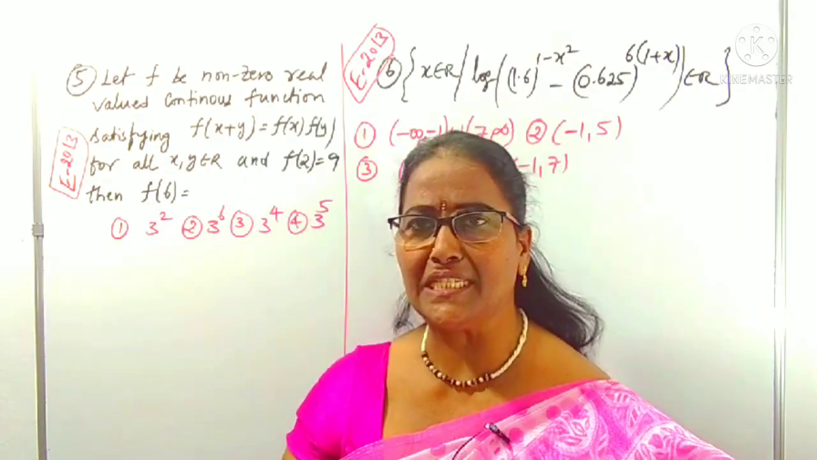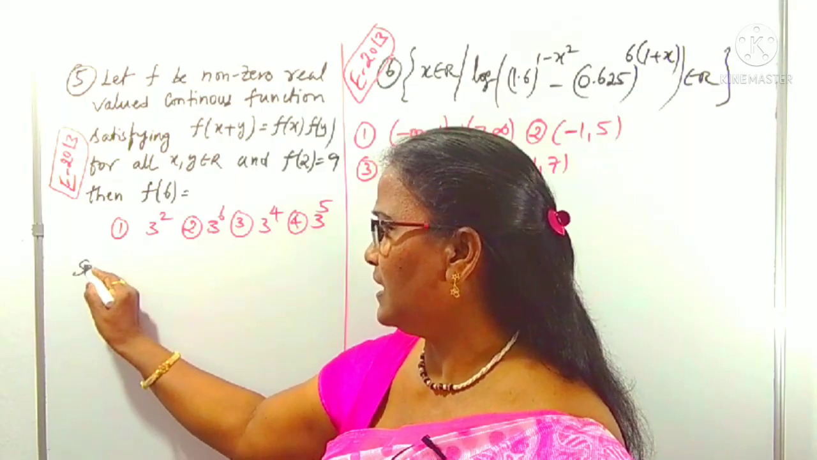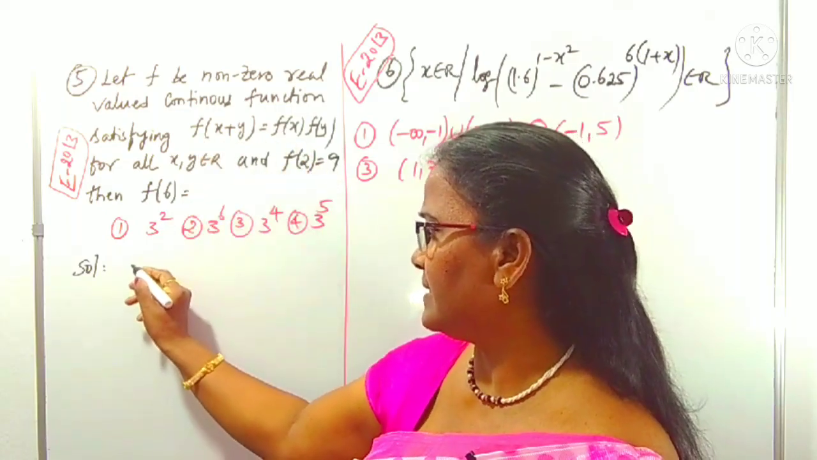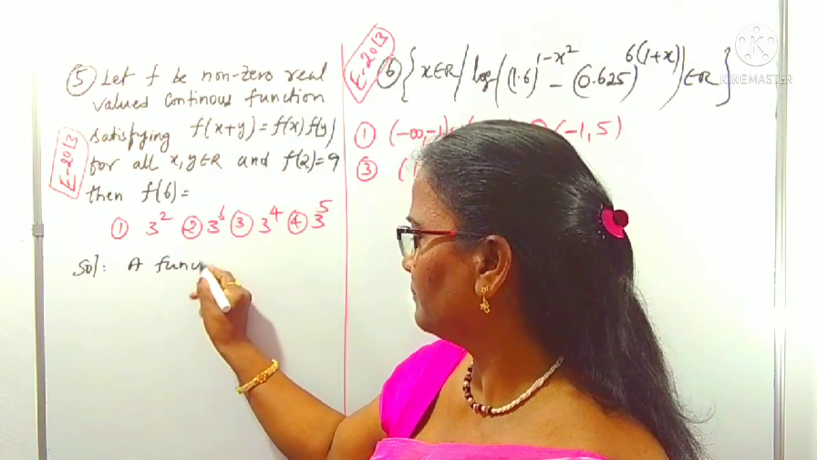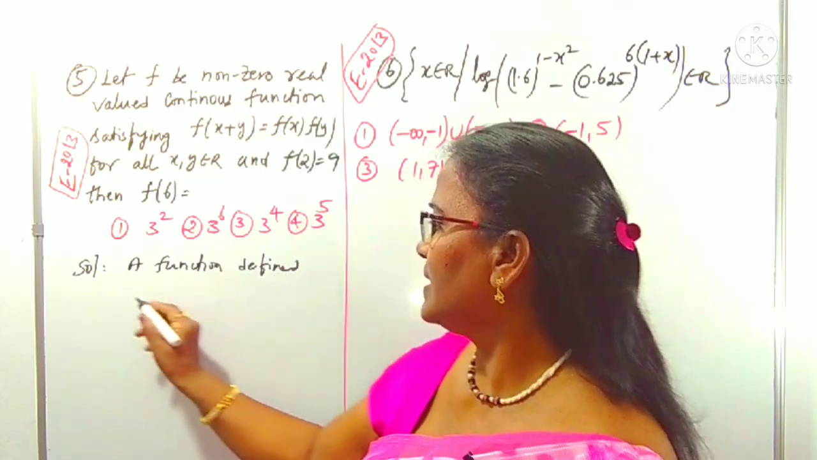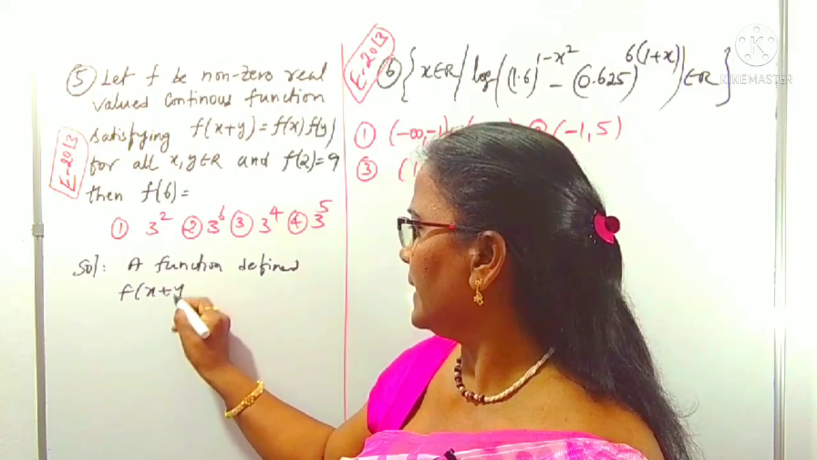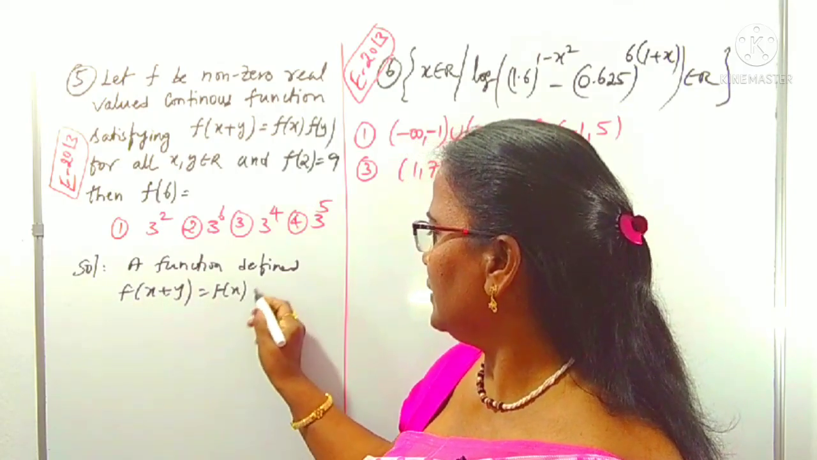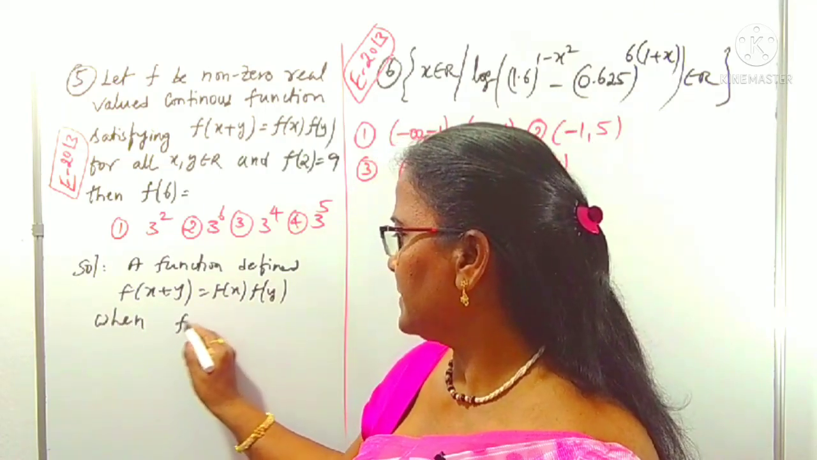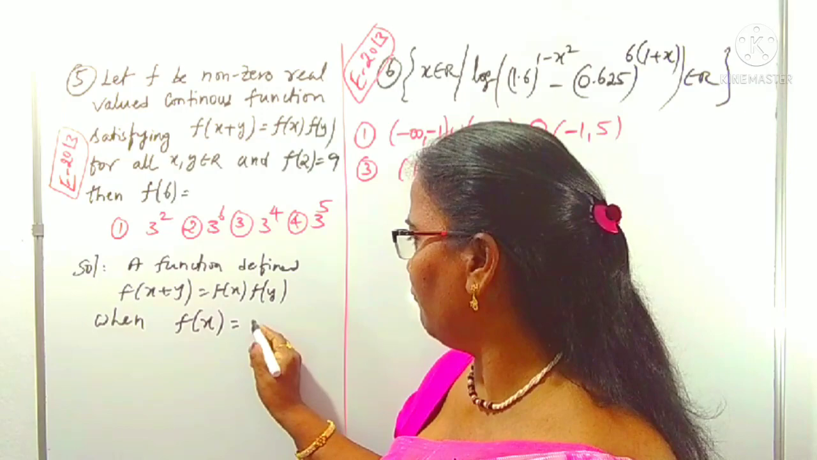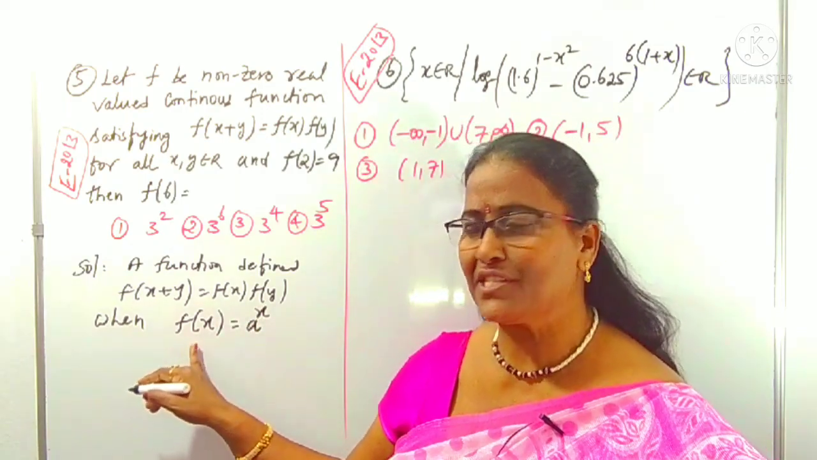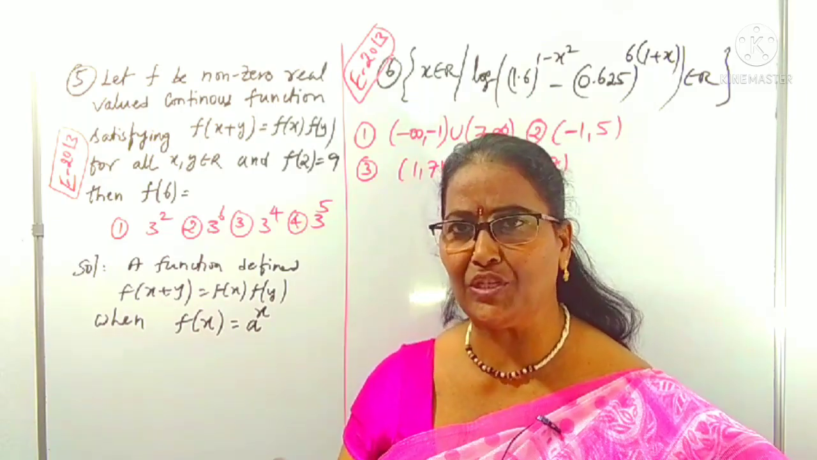Here we have to use the general functions. What are the general functions which are defined with such a definition? For example, if the function is defined as f of x plus y is equal to f of x into f of y, then f of x is equal to some a power x, an exponential function. We have to choose the function as f of x is equal to a power x. This is called an exponential function.